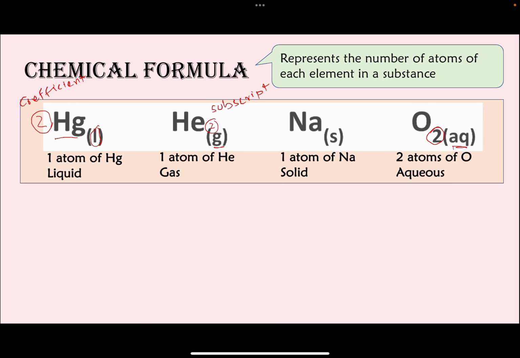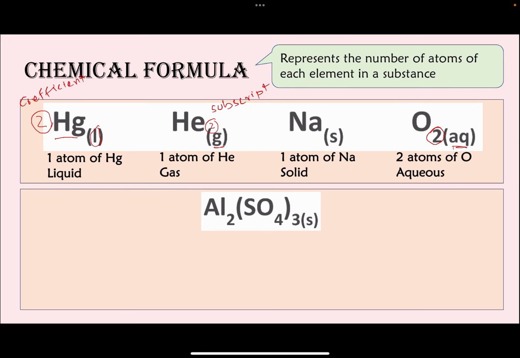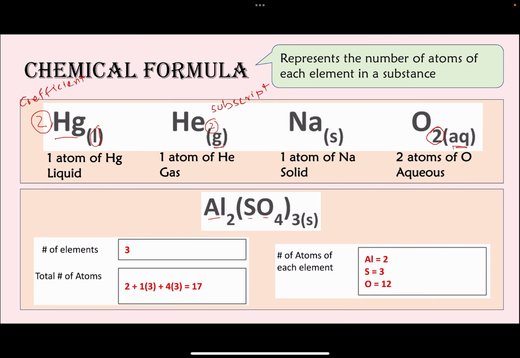So let's look at the chemical formula of a compound. It's going to look like this, and this is a complicated one because you see some subscripts inside the parentheses and some subscripts outside the parentheses. So if we count the number of elements, in this case we've got 1, 2, 3 elements. If you want to count how many atoms of each element we have, then we are going to have 2 atoms of aluminum because we have a subscript of 2 there.